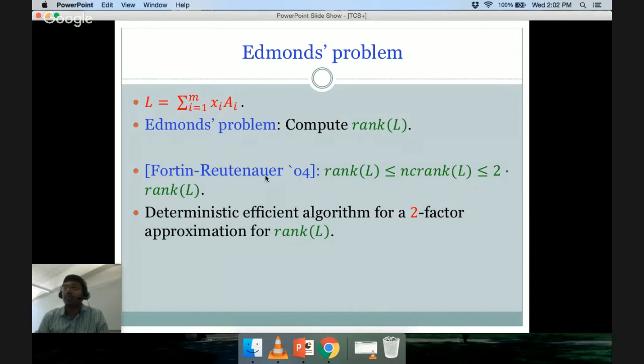Okay, so this opens up a really nice challenge for de-randomization. Can we achieve a 1 plus epsilon approximation for commutative rank in deterministic polynomial time? Okay, so this provides a slightly different direction for PIT.